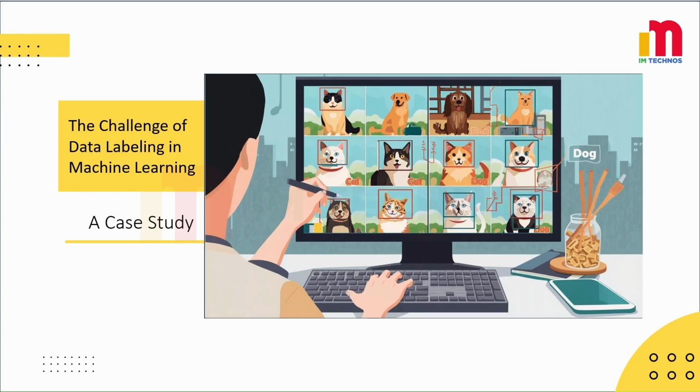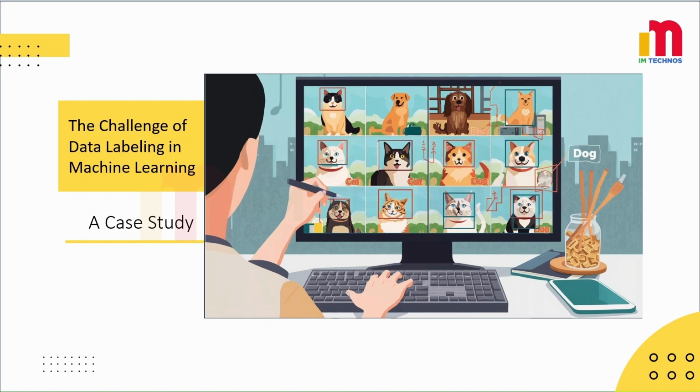Imagine you're building an AI system that can identify cats and dogs in images. To train that model, you need thousands of images, but not just images, you need images that are properly labeled. For example, this image is cat. This image is dog, or this image is car. Now imagine doing this for millions of images. Someone has to manually label them.